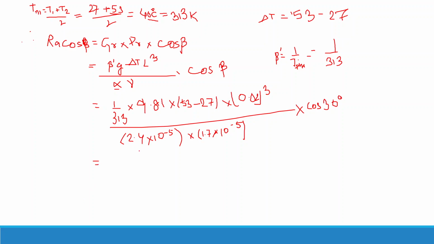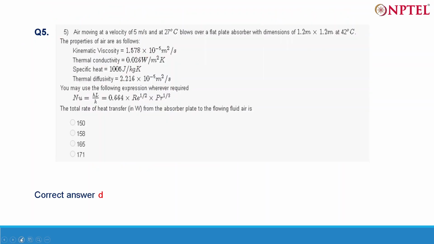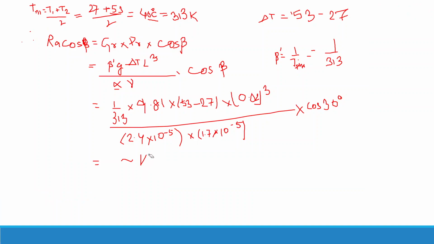Okay, now calculate how much it comes. Take your calculator out and compute 1 upon 313 into 53 minus 27 into this. So it comes out to be around, oh sorry, not 1.8, it is 13837 something.